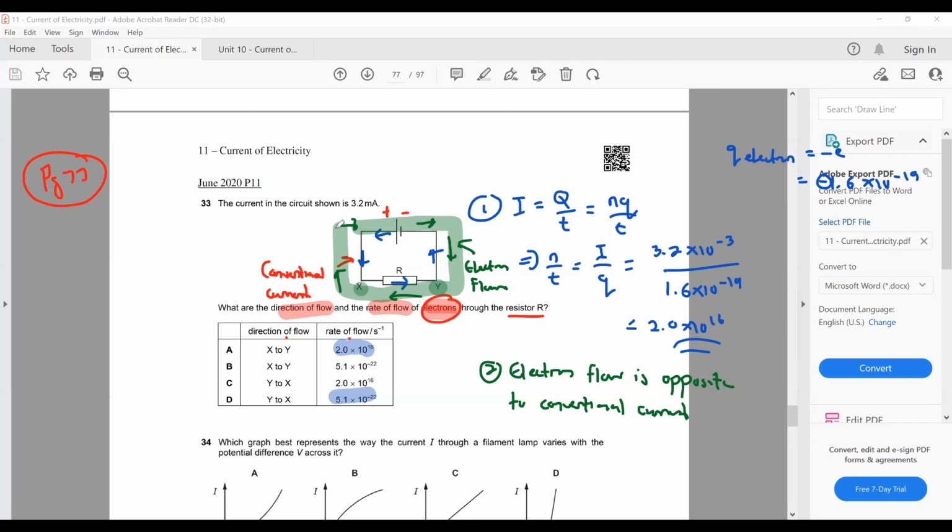So your answer here is D. Hey, sorry, not D, sorry. 2 times 10 power 16, right? Answer is C. Because it needs to be 2 times 10 power 16, and it needs to be from Y to X. So the answer is C. 2 times 10 power 16 from Y to X. So this is for current.